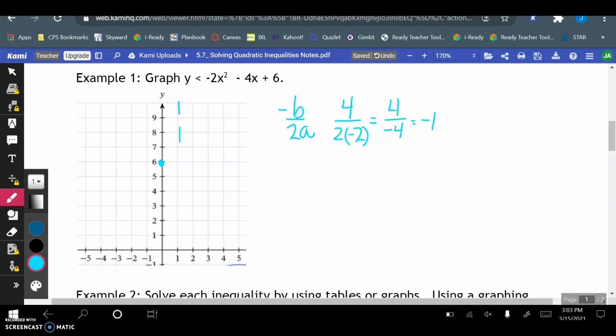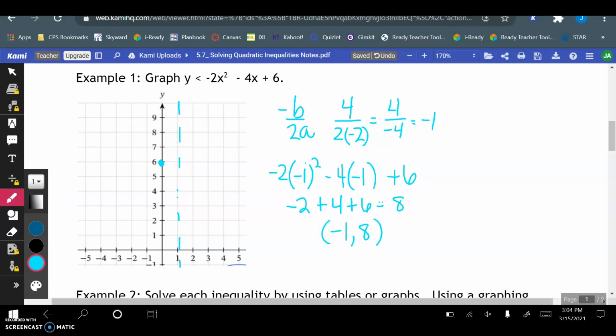So our axis of symmetry is negative 1. Then we're going to plug negative 1 into the equation for x and solve. Negative 1 squared is 1. 1 times negative 2 would be negative 2. Negative 4 times negative 1 is a positive 4, and then we have plus 6. So 6 and 4 make 10, and then minus 2 is 8. So our vertex is negative 1, 8. So negative 1, up 8, and that is our vertex.